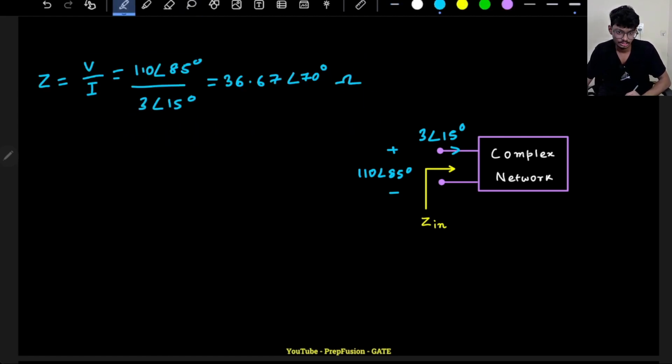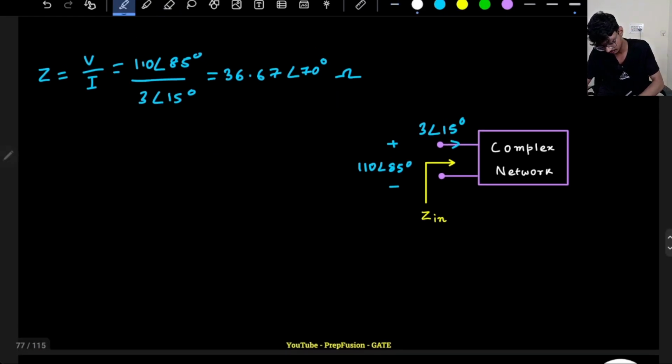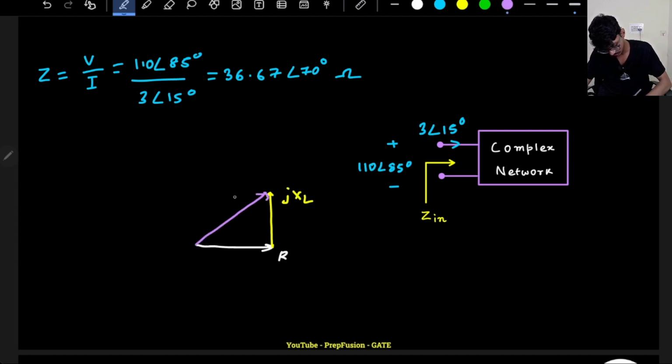From here you can write this in rectangular form as well. Your impedance will come out to be positive. If I just want to write the phasor, this is the real component of the phasor, and this will be my jXL, and overall impedance will be Z equals R plus jXL. I am assuming it to be equivalently a series circuit.